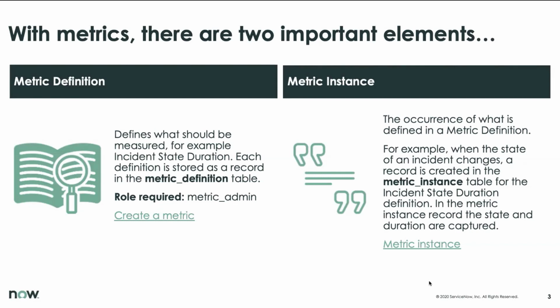But the big thing here is understanding the difference between a definition and an instance. An instance is when there's actually something that has been grabbed based off of the definition itself. So you would have multiple instances within a definition, multiple inside of incident if you were looking for one particular incident and it changing through the different states or, like I said, assignment groups, and you would have an instance every time that actually triggered off. So those are the two main things as it relates to what a metric is and how it works.